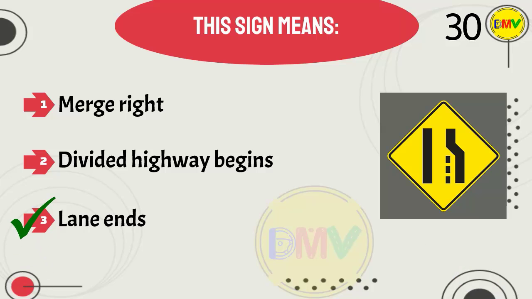The correct answer is 3. This sign indicates that the right lane ends ahead. A merging maneuver will be required for drivers in that lane.